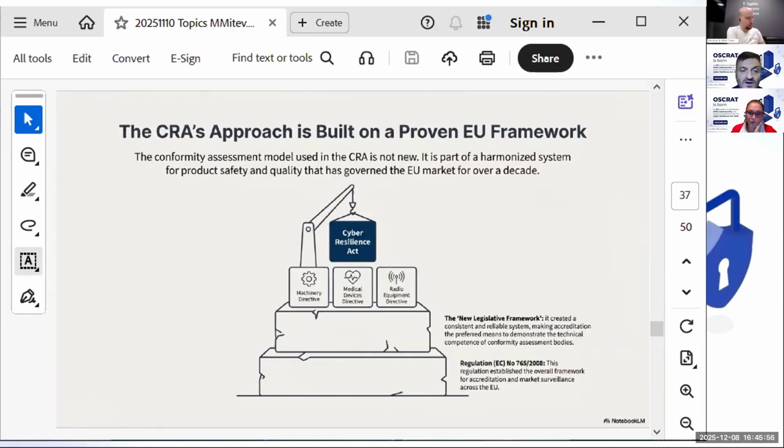The slides show how the CRA builds on earlier directives and on Regulation 765, which sets the rules for accreditation and market surveillance across the EU. Because of this foundation, companies will find familiar processes, even though the focus here is cybersecurity.